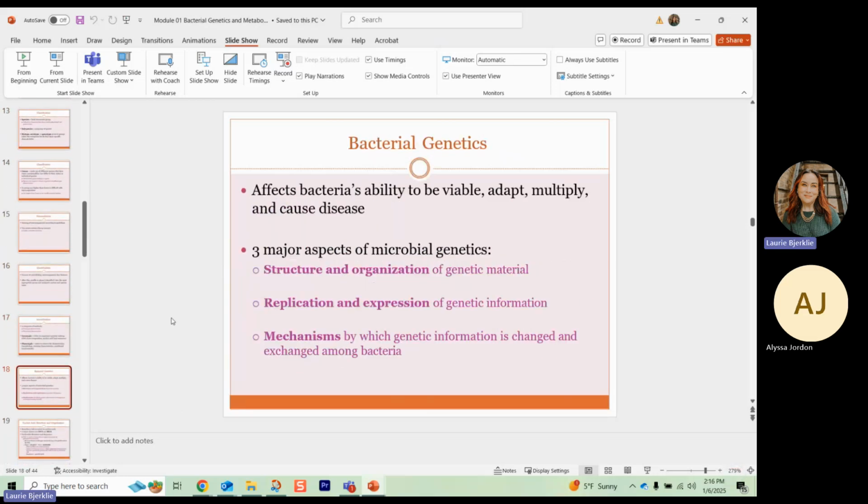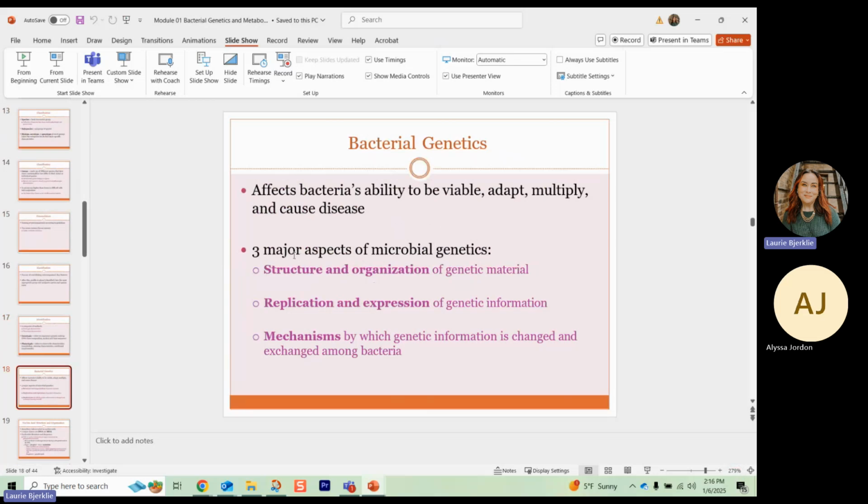All right, a little bit into the world of bacterial genetics. This is not very exciting stuff. A lot of this is, again, background information. I'll make sure to tell you if you really need to know something. Overall, the genetics of bacteria covers their ability to be viable, adapt, multiply, and cause disease. Bacteria are like people. They want to survive. They want to do their thing just like we want to do our thing. So they are going to do everything they can to keep surviving and thriving.